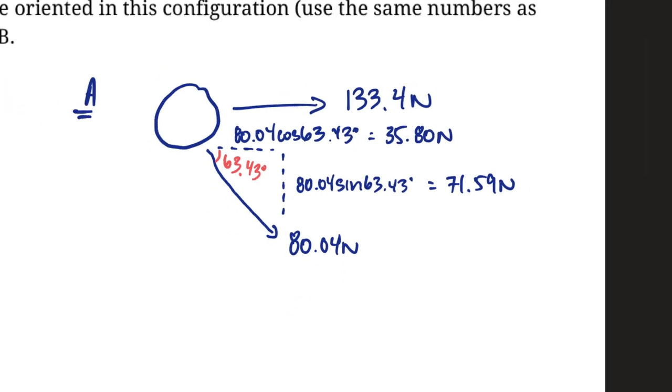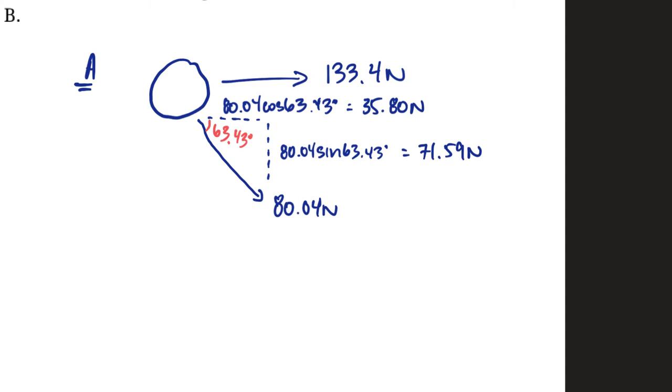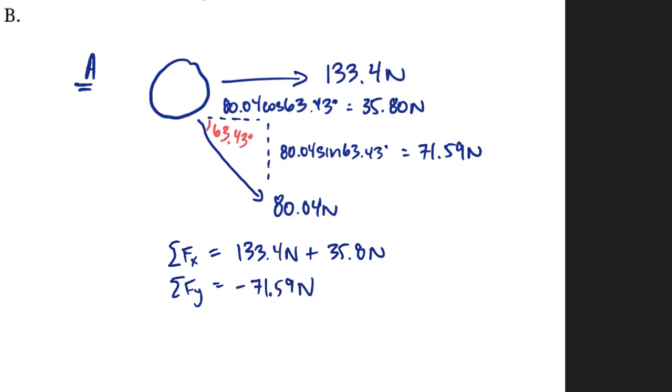So now you have all the forces in the x direction, all the forces in the y direction. So now you can sum them all up. The sum of the forces in the x direction is 133.4 newtons, and you're going to add to that 35.8 newtons. And in the y direction, we have just one force, and it's the negative 71.59 newtons. I said negative because, again, we're going to assume down is negative. So again, this represents the total forces in the x and y directions.